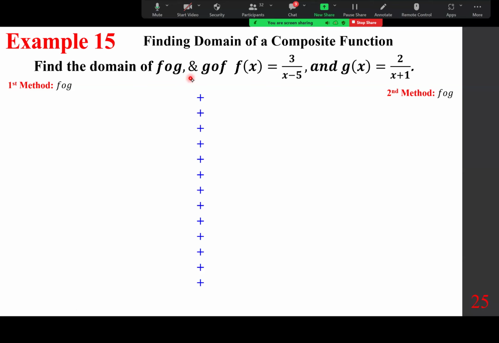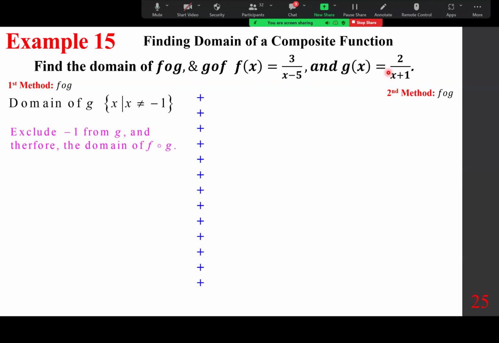We are interested in f of g. Whatever must be excluded from g must also be excluded from f of g. Whatever must be excluded from f must also be excluded from g of f. So right away from here, x cannot be negative 1. Recognize that. So this is one method. So exclude negative 1 from g, right?